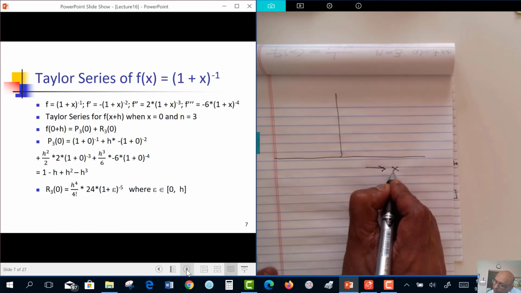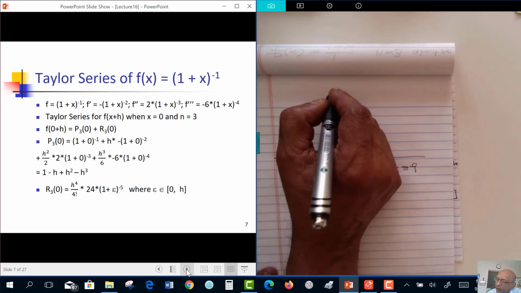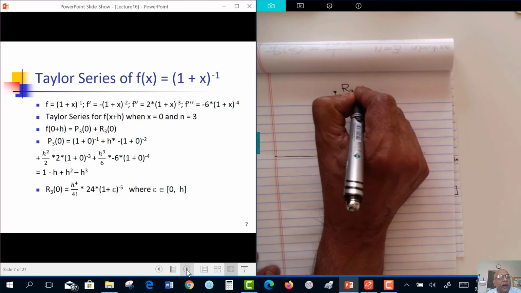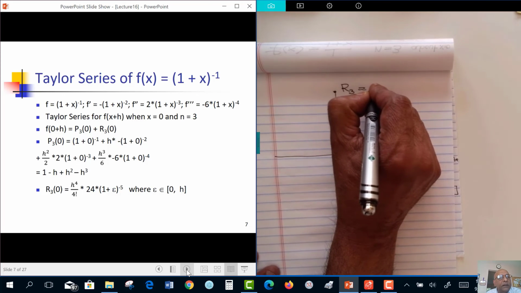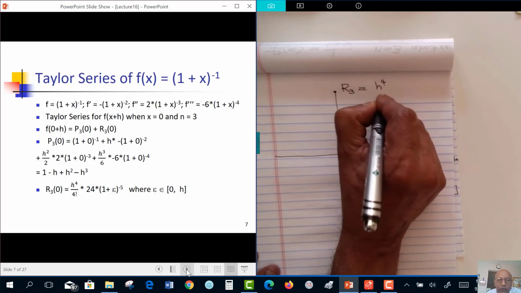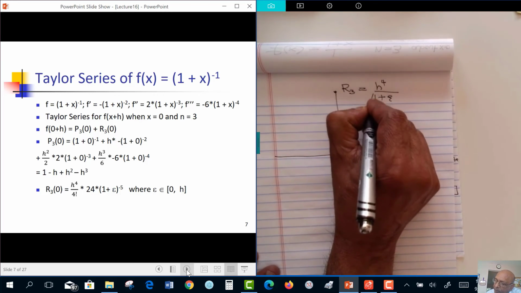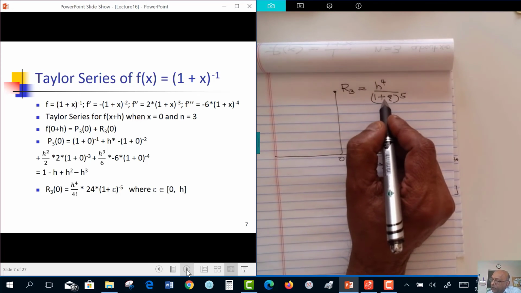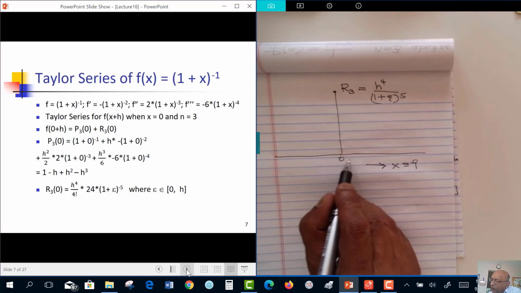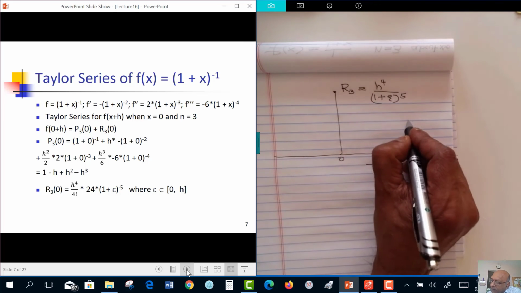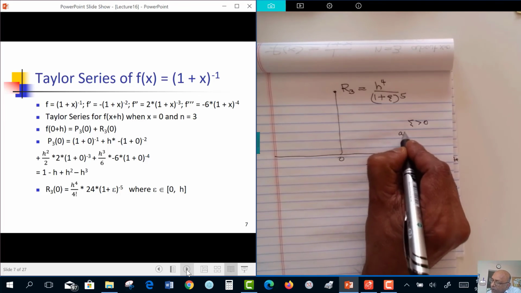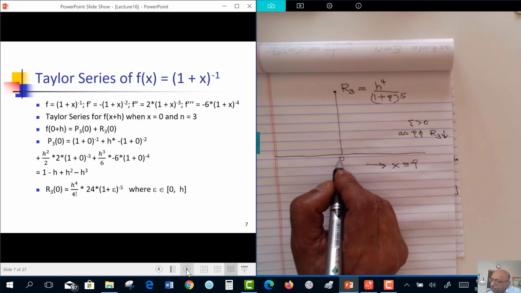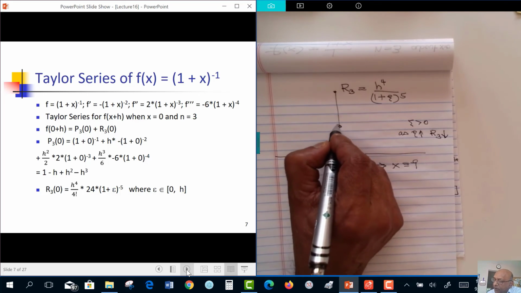So this is x, which is same as zeta. And let's say this is our R3. Remember, R3 is h to the power 4 over 1 plus zeta to the power 5, right? So we just need to look at this variation. So you can see when zeta is greater than 0, as zeta increases, R3 is going to decrease. Right? So it'll be some value here, it is going to decrease.